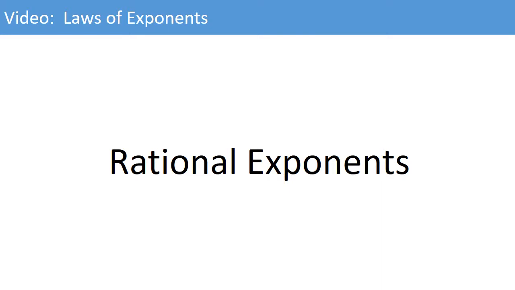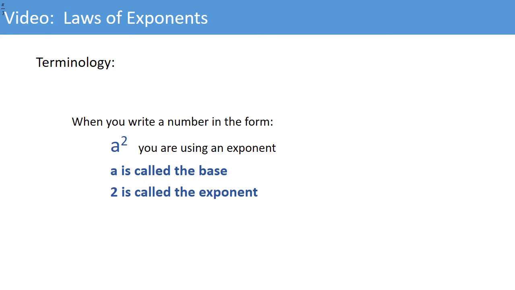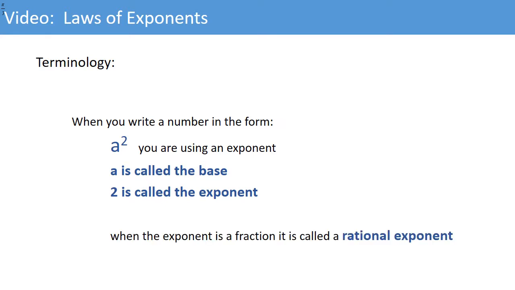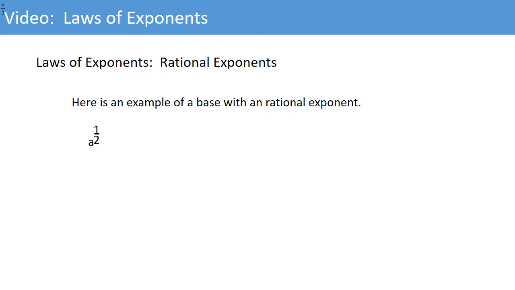Now we're going to look at rational exponents. When you write a number in the form a to the exponent 2, you are using an exponent. A is called the base, 2 is called the exponent. But when the exponent is a fraction, it is called a rational exponent. Here is an example of a base with a rational exponent. A to the exponent 1/2.